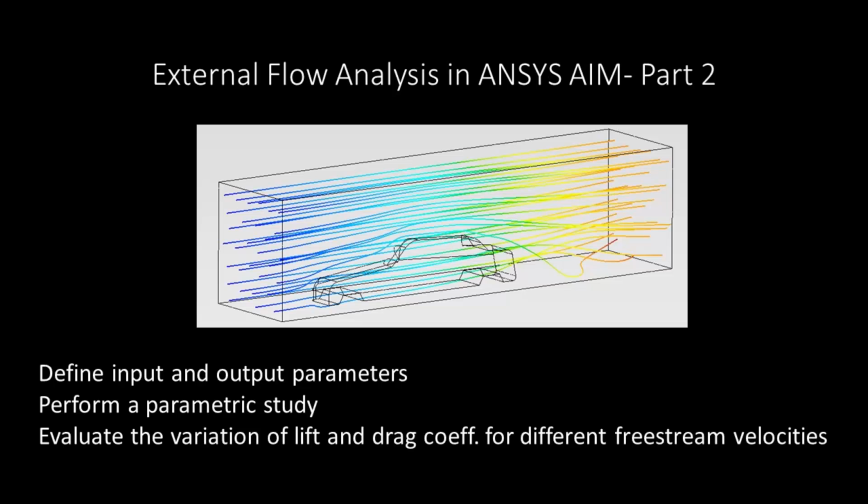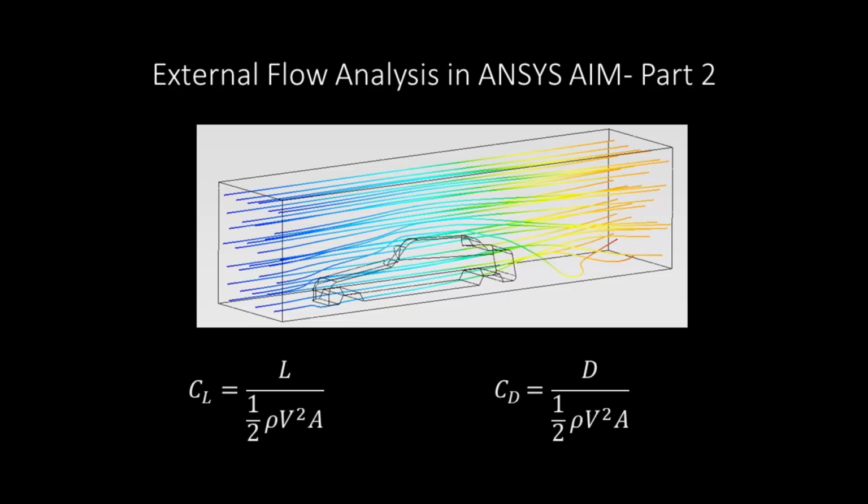In part 1 of this tutorial video, I showed you how to set up fluid flow simulation for a car model at a single operating condition. In this video, I move from a single value analysis to a design point study to evaluate the lift and drag coefficients over a range of free stream velocities. Here we can see the formulas of lift and drag coefficients. Later in this demonstration, you will see how you can define these formulas in Ansys AIM.